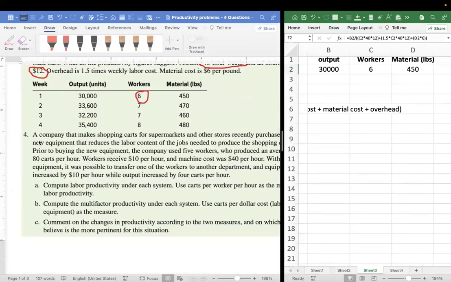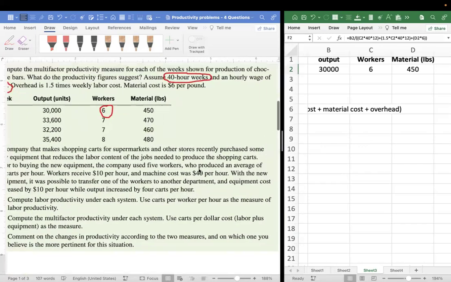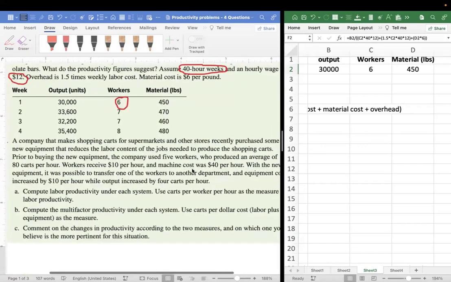Okay, now let's move to this last question. A company that makes shopping carts for supermarkets and other stores recently purchased some new equipment that reduces the labor content of the job needed to produce the shopping carts. Prior to buying the new equipment, the company used 5 workers, that's one piece of information.